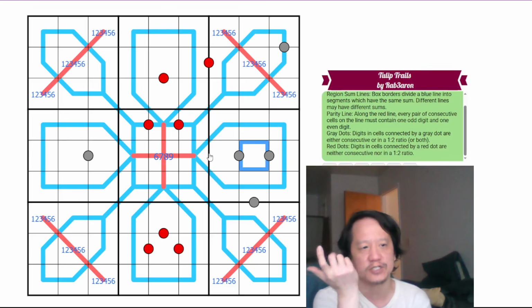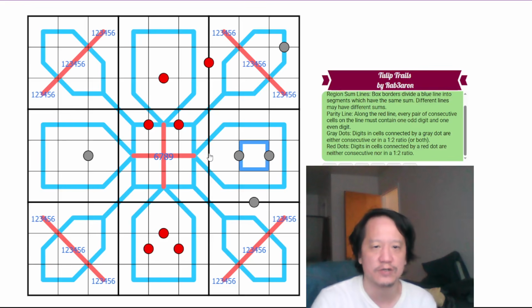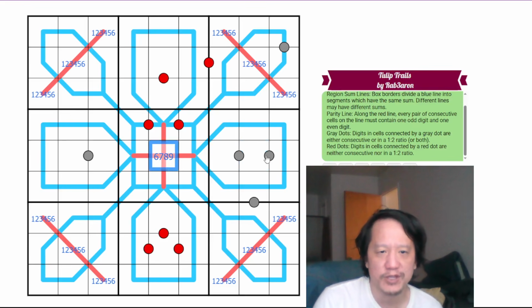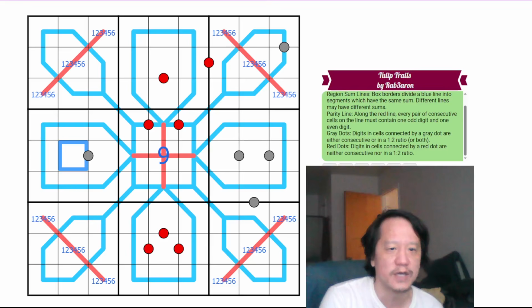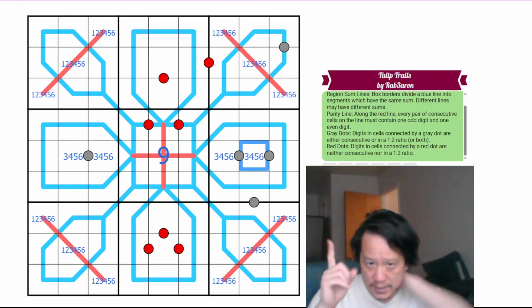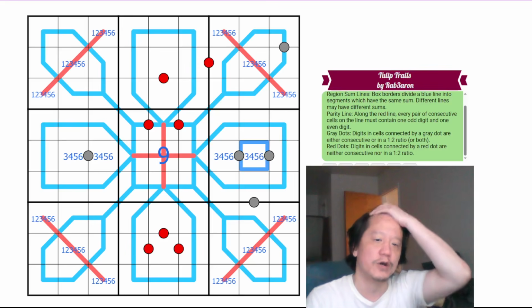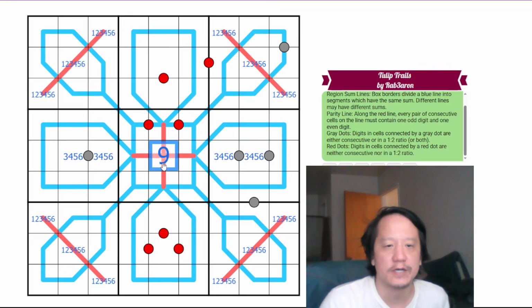one set of digits that are in a 1-to-2 ratio which adds up to a single digit, which would be that. So this can't be two sets of 1-to-2 ratios. One of them must be consecutive, the other must be in a 1-to-2 ratio. Well, a 1-to-2 ratio does not add up to 7. It would have to then be 9 here. So this is 9, and this must be a 3, 4, 5, 6 set here. So 3 and 6 are in a 1-to-2 ratio, adding up to 9. 4 and 5 are consecutive.